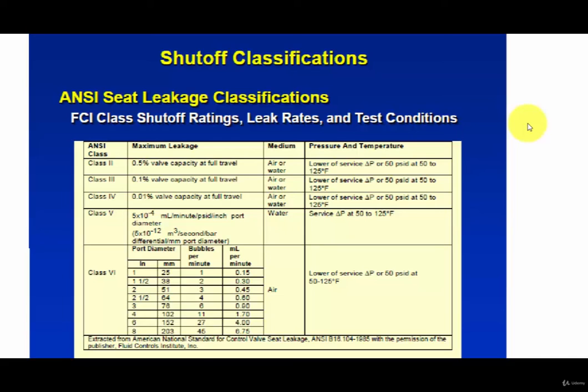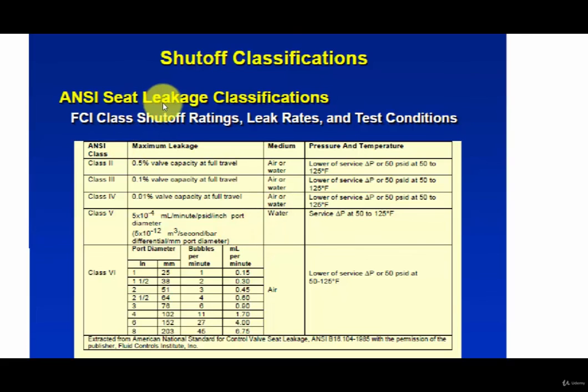So valve selection depends on the leakage classification also, seat leakage classification. This is a mechanical requirement, but still we have to understand what is a seat leakage classification. When we are selecting the valve, you have to select the leakage class. That is called ANSI class. You have to select it even in the sizing software, or manually also. So what is the meaning of this maximum leakage? How much is allowed here? What is the medium? What are the pressure and temperature conditions given here?